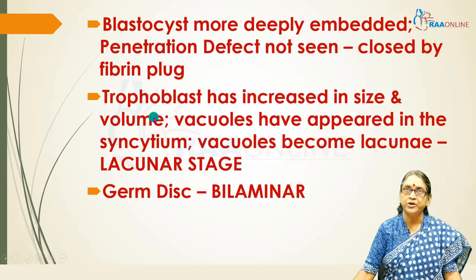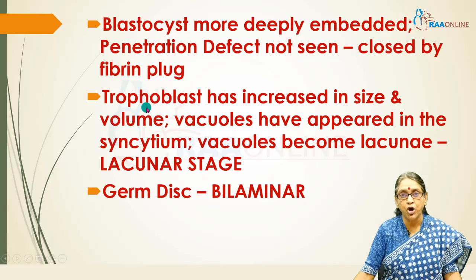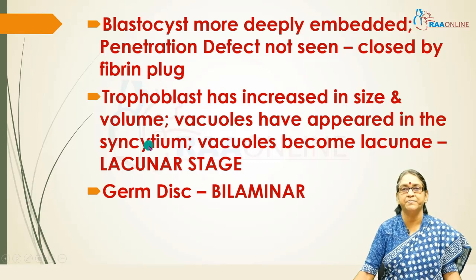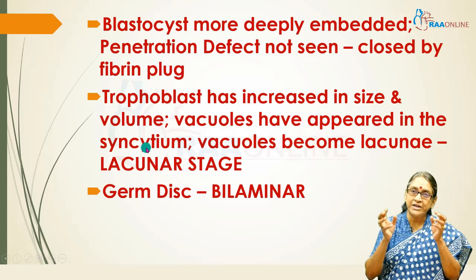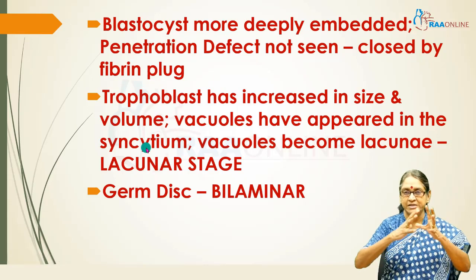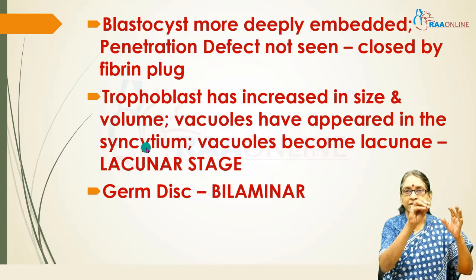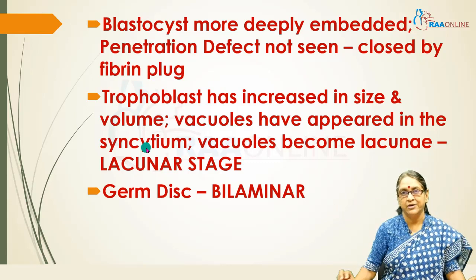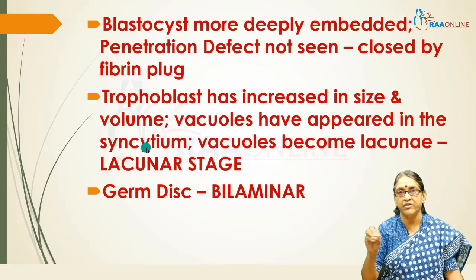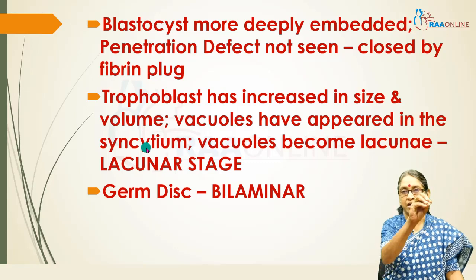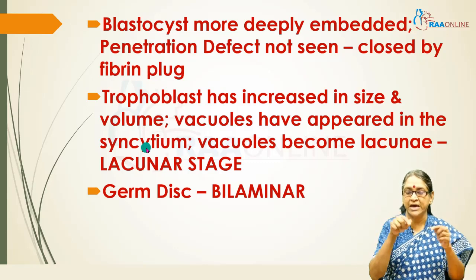Component 2, trophoblast, has increased in size and volume, and which trophoblast? Predominantly the syncytium. And even in that syncytium, as it has become larger in volume, you find that there are vacuoles. You know what vacuoles are? Empty spaces. These empty spaces have made their appearance. Here and there you find empty spaces within that syncytium.